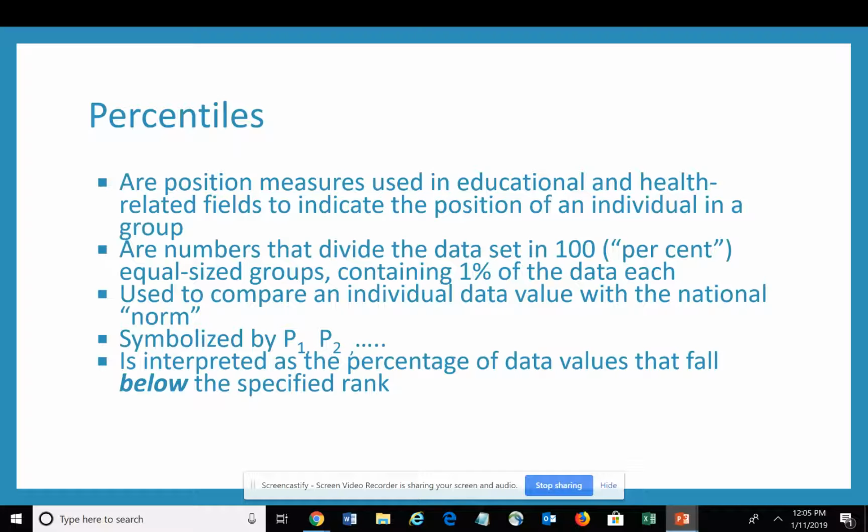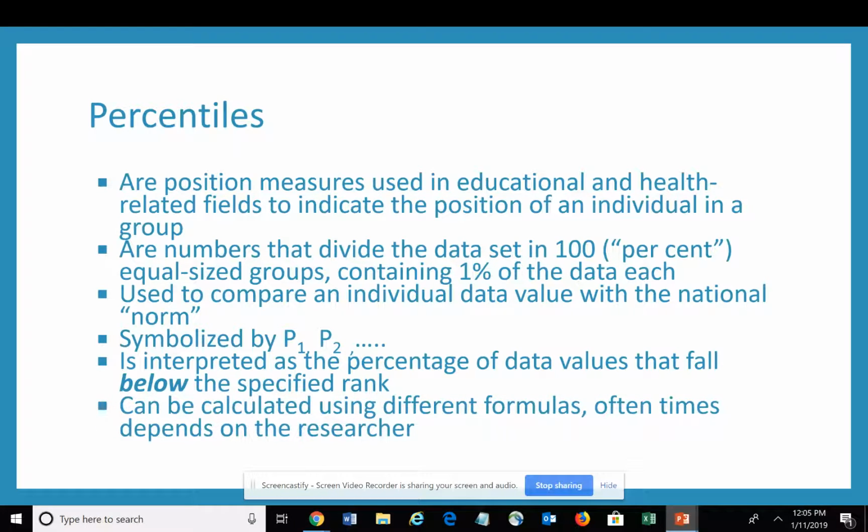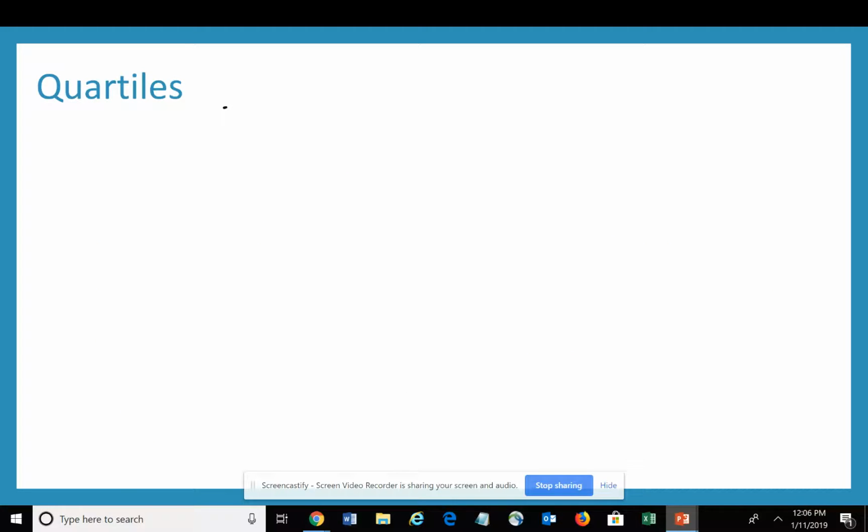One of the challenges we face when we're dealing with percentiles is that there are different formulas for calculating a percentile. Sometimes it depends upon the researcher. It could depend upon the textbook author. It could also depend upon whether your data set is symmetric or whether it is skewed. And so we're not going to get caught up in all of those different formulas. We're going to let the calculator or the computer do the work for us. And we're actually going to talk about a very specific type of percentile called a quartile.